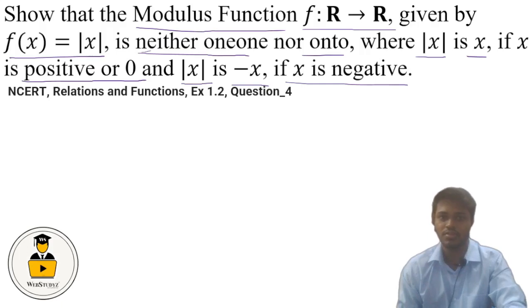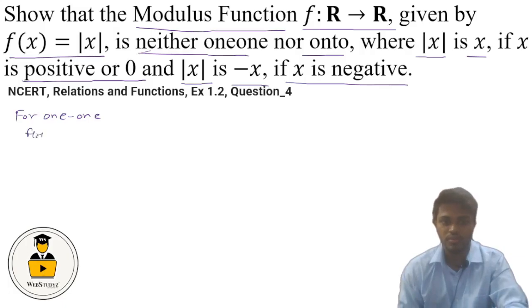First, let us understand what we mean by a one-one or onto function. For a one-one function, we take any two elements from the domain and assume that f of x1 equals f of x2. Now after assuming that, if we get the condition that x1 equals x2, then we can say that f is a one-one function.